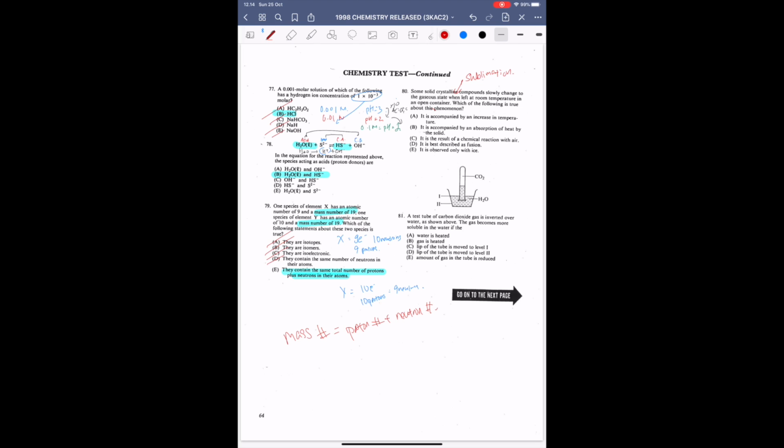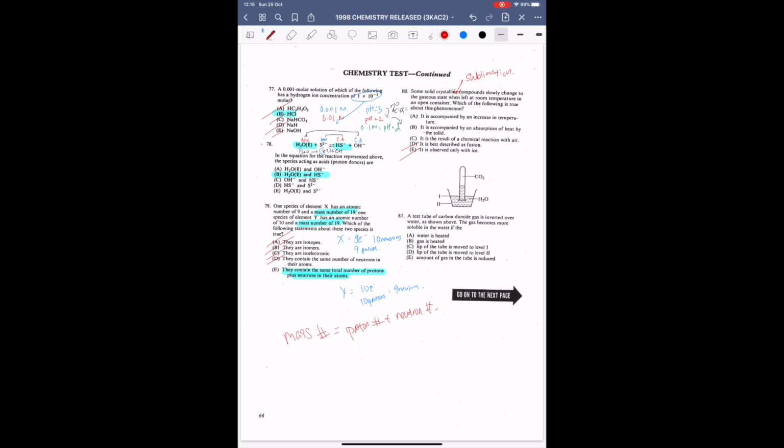A. It is accompanied by an increase in temperature. B. It is accompanied by an absorption of heat by the solid. C. It is a result of a chemical reaction with air. D. It is best described as fusion. E. It is observed only with ice. E is definitely not the choice because we know that iodine sublimates too. D. Is it fusion? No, it's not fusion. If you say heat of fusion, it's basically saying melting, so it's not fusion.